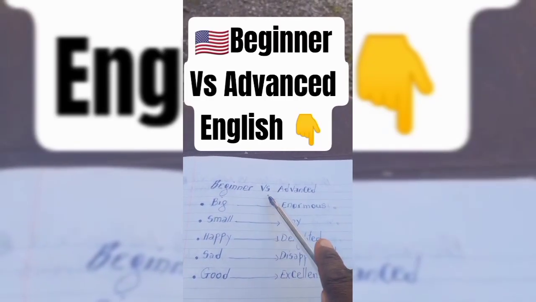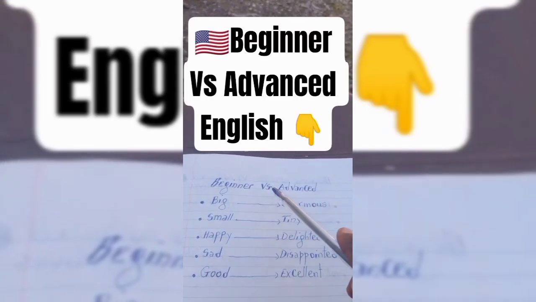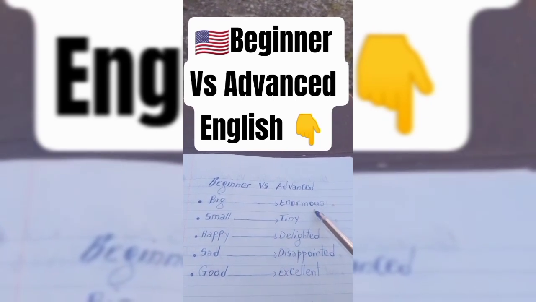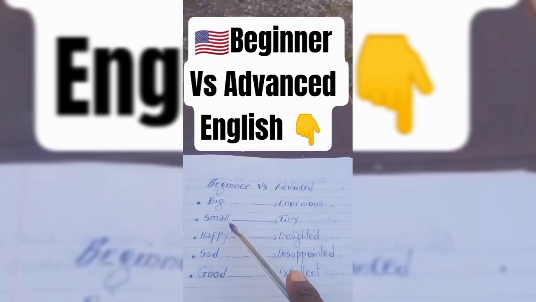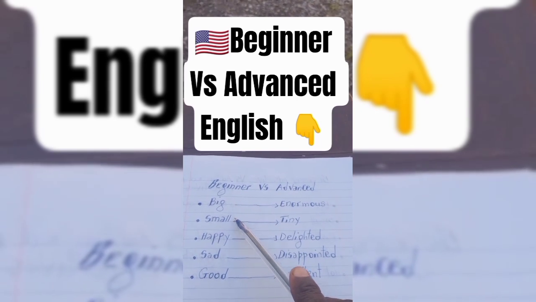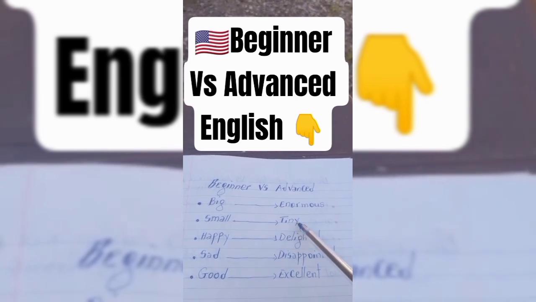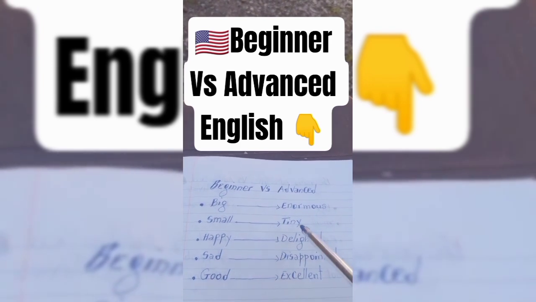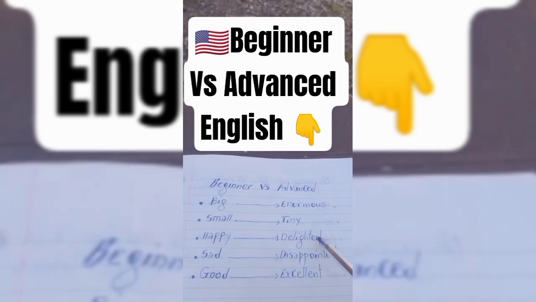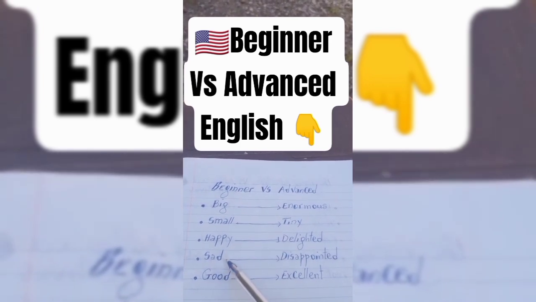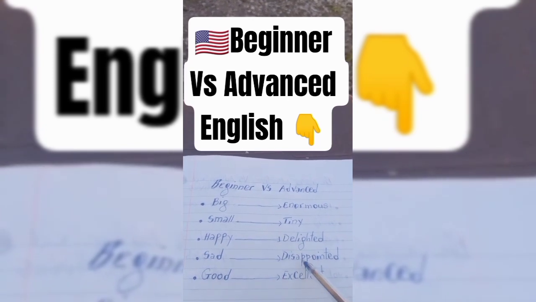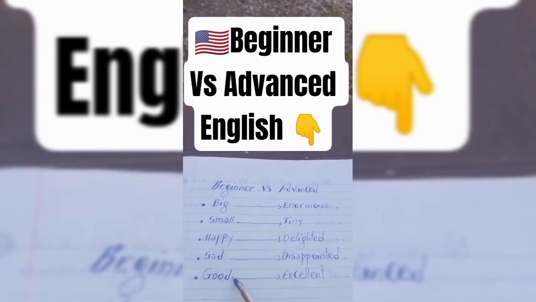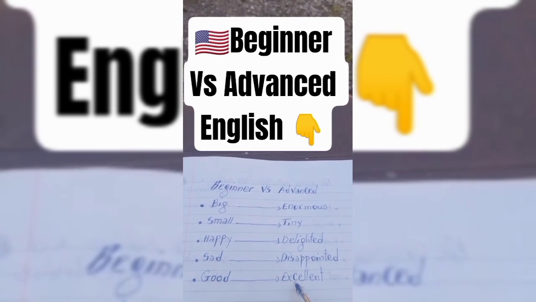Beginner versus advanced. Big, enormous. Small, tiny. Happy, delighted. Sad, disappointed. Good, excellent.